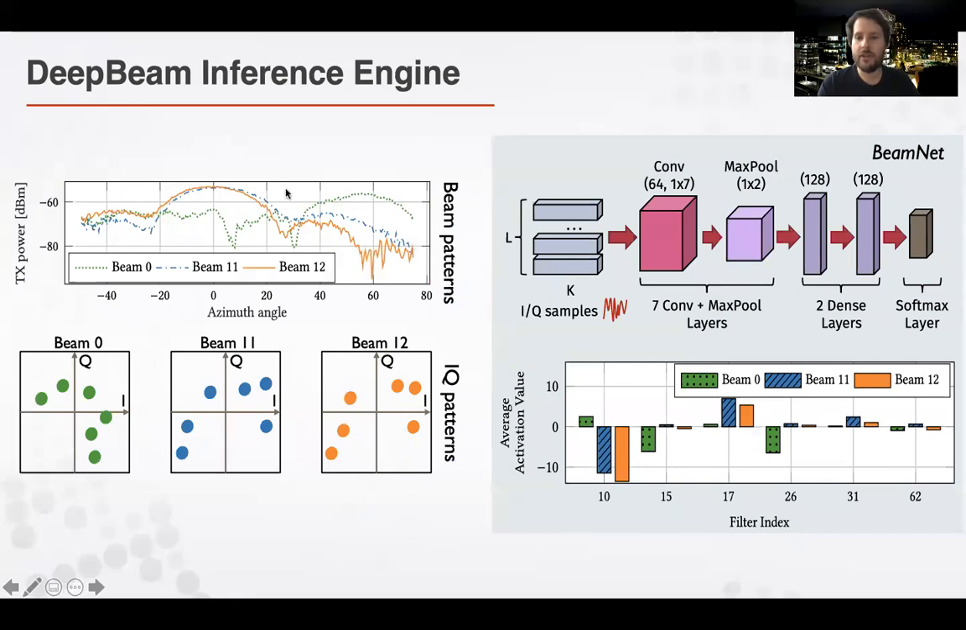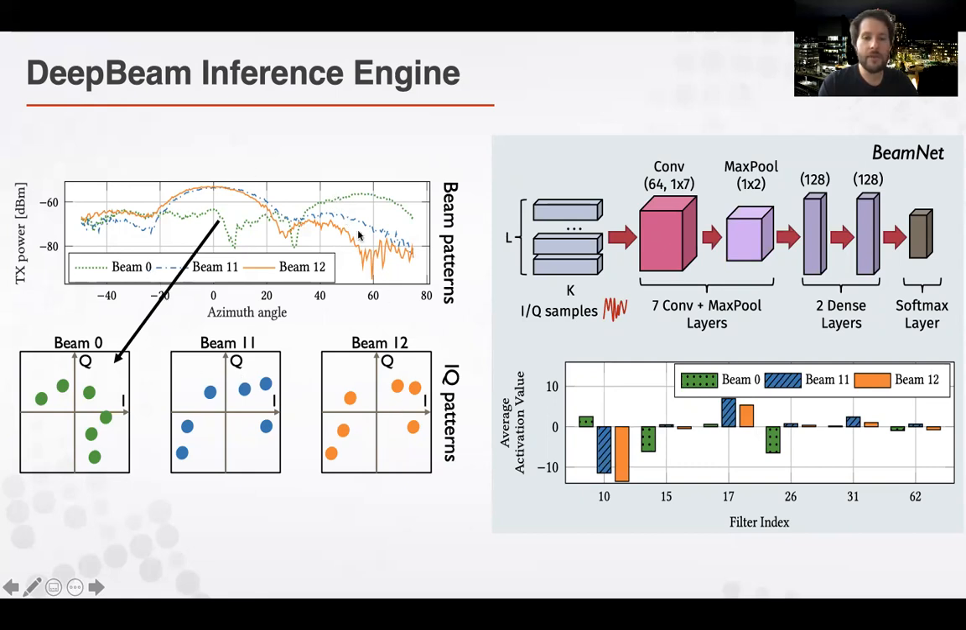So the inference engine of DeepBeam is based on a convolutional neural network. And let's take a look here at the different steps that are involved. So on the top left, you see 3 different beam patterns for 3 different beams. 2 of them actually are very similar, especially in the main lobe. So beam 11 and 12, the yellow and blue, are very similar. And we have a beam 0, which has a main lobe in a very different direction with respect to the average.